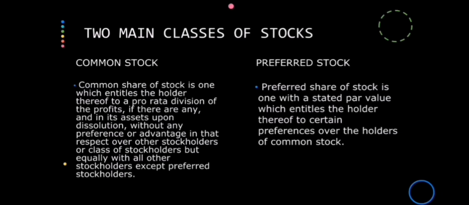Next is preferred stock. Preferred share of stock is one with a stated par value which entitles the holder thereof to certain preferences over the holders of common stock. So, preferred, which means favorite or sila yung inuuna. May advantage sila sa dividends, sa assets in case of dissolution of the corporation, and other preferences na nakastate sa Articles of Incorporation na hindi nagva-violate or hindi lumalabag sa Corporation Code.